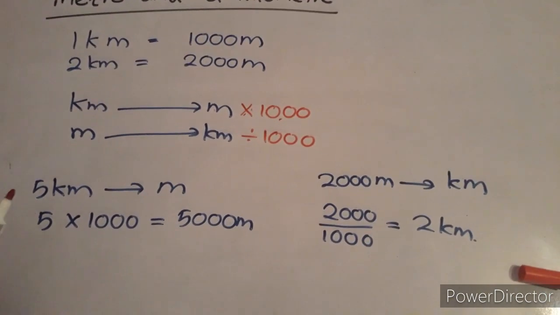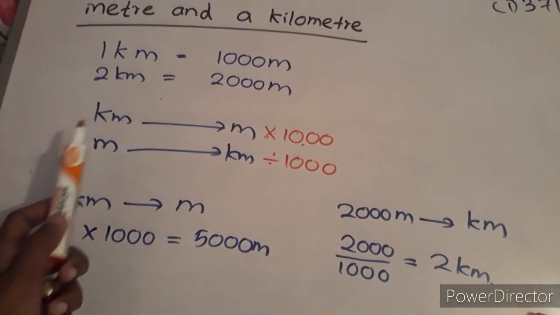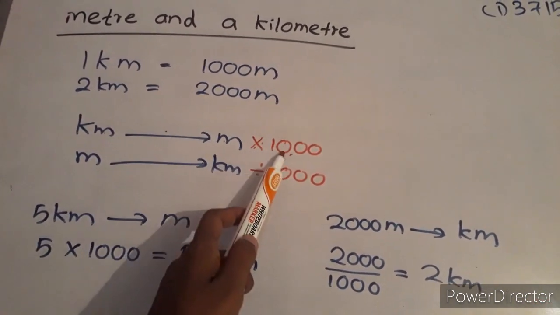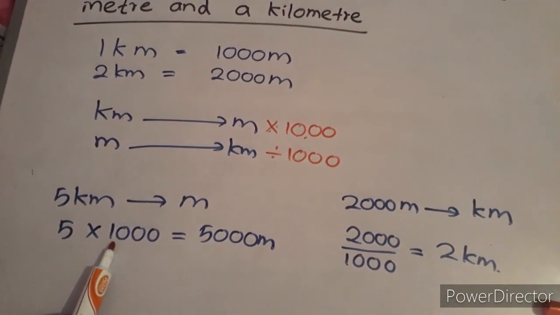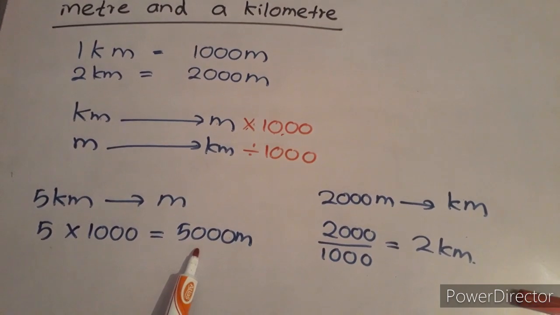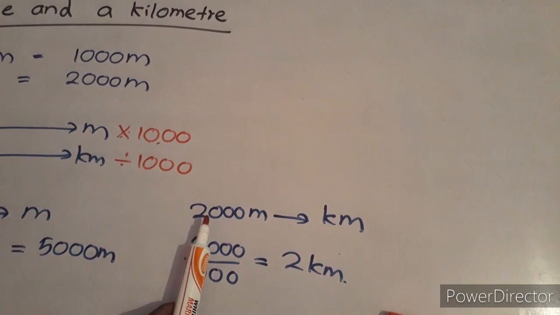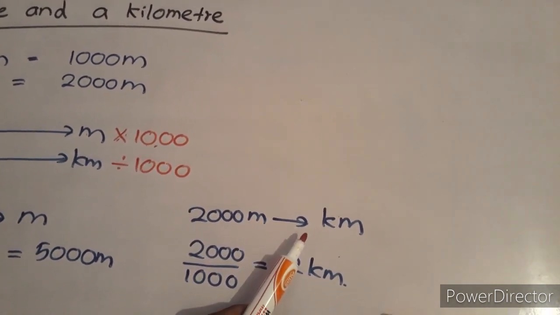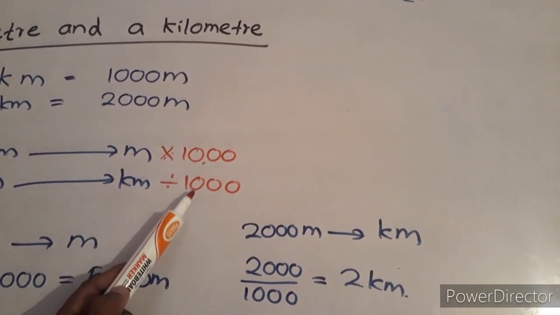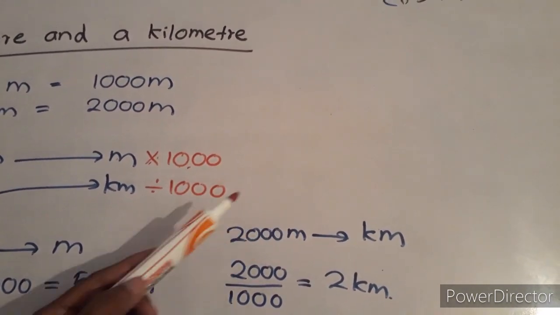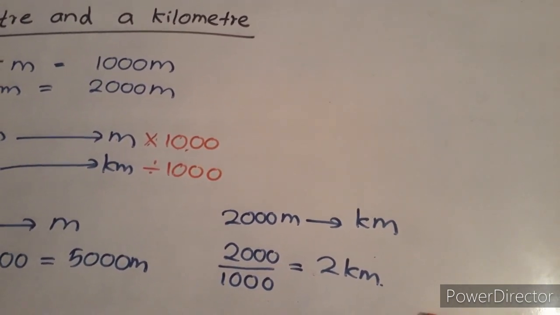We'll see some examples. How to convert 5 kilometers into meters. So kilometers into meters, we have to multiply by 1000. So we have to multiply this 5 by 1000. So it becomes 5000 meters. To convert 2000 meters to kilometers, what we have to do? We have to divide by 1000. So 2000 meters, we have divided by 1000. So it becomes 2 kilometers.